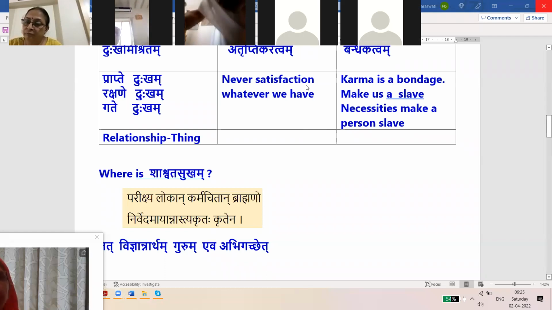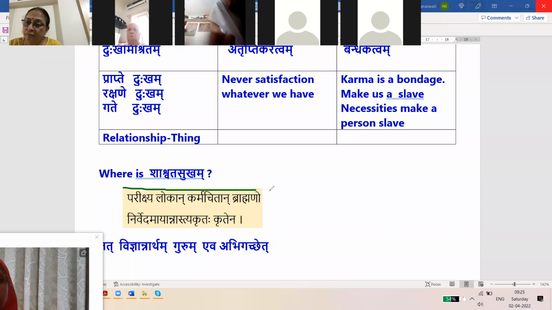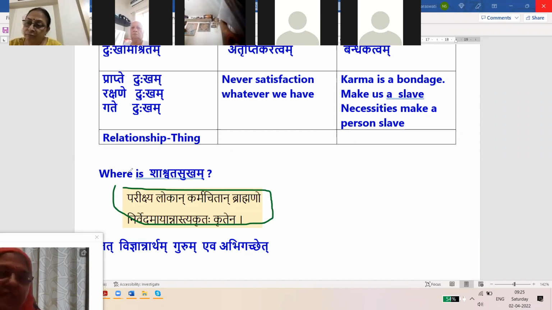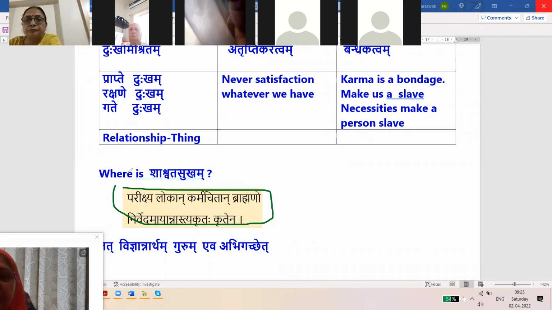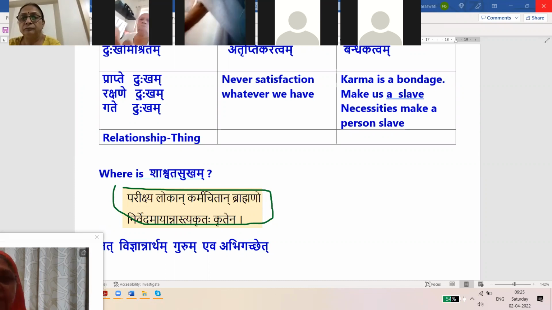And I have quoted one mantra from the Mundaka Upanishad. It is a very well-famous mantra. Pariksha lokan karma chitan brahmana nirvedamayat nasty akrutaha krutena.